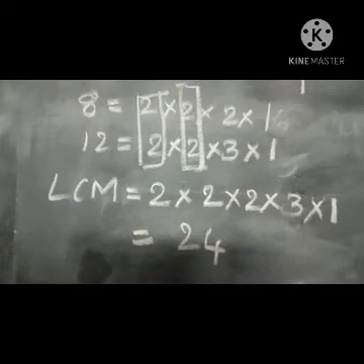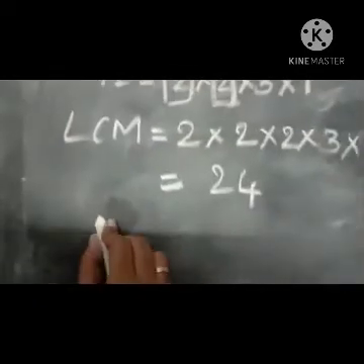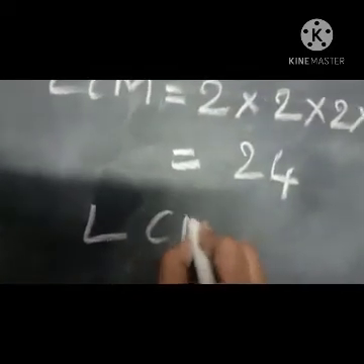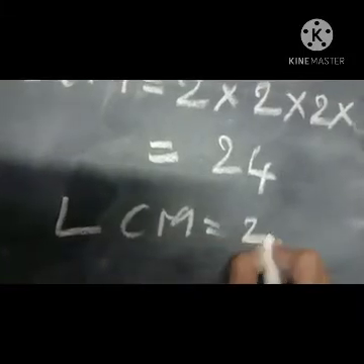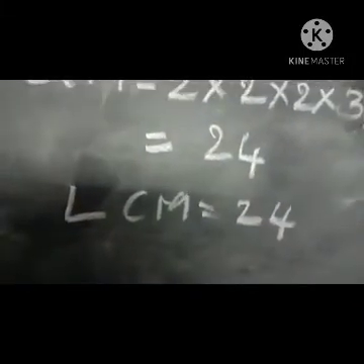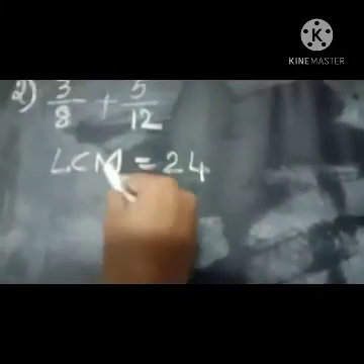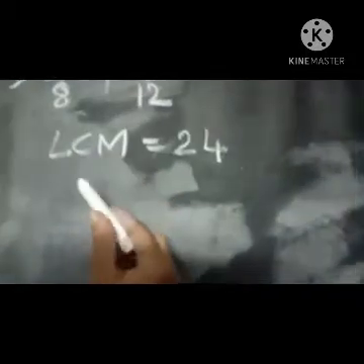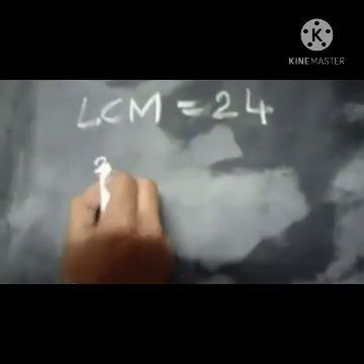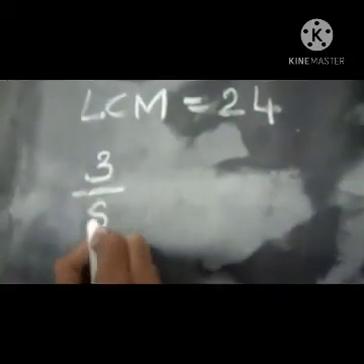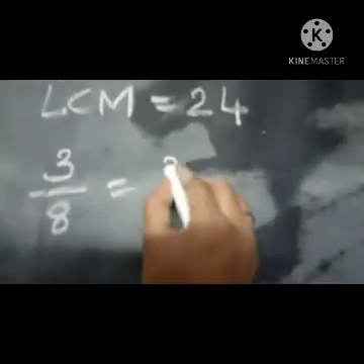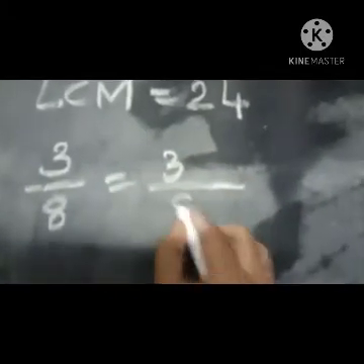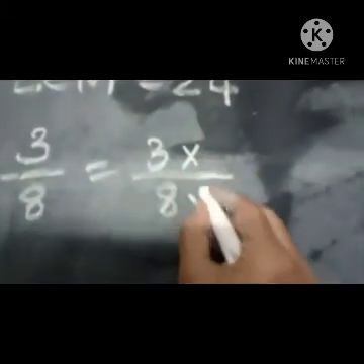So now what is the LCM? Very good. LCM equals 24. Now take the first number. What is the first number? 3 by 8 is the first number. Right here, 3 by 8 equals 3 by 8 into.